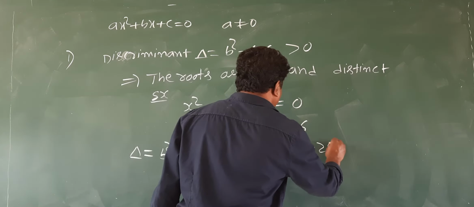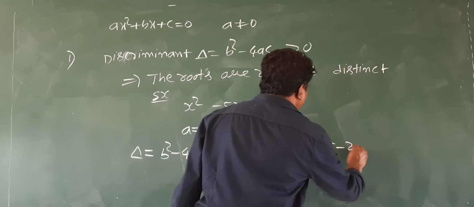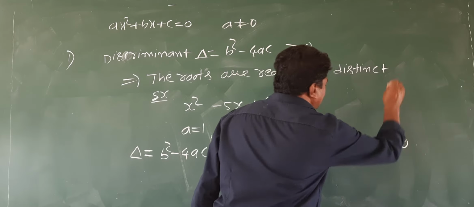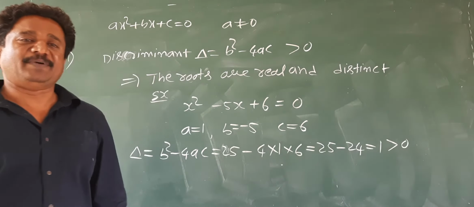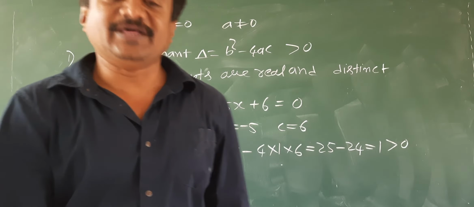25 minus 6 fours is 24. So 25 minus 24 is 1. So is it positive or negative, students? Positive, greater than 0. It should be greater than 0.